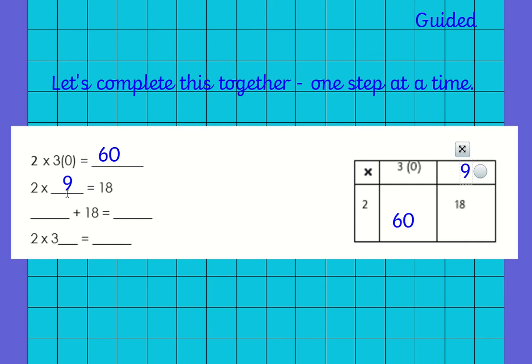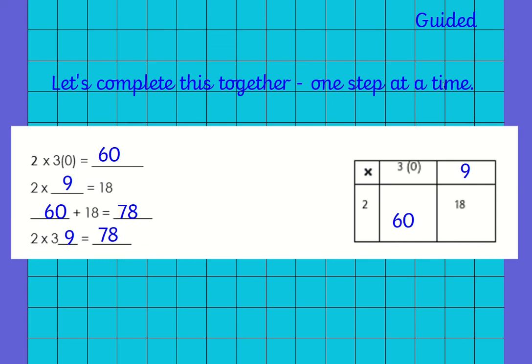Therefore, we need to say that, well, 60 add 18 is 78. Well done for your mental maths at home. Therefore, 2 times 39 equals 78. Okay, so there you go.